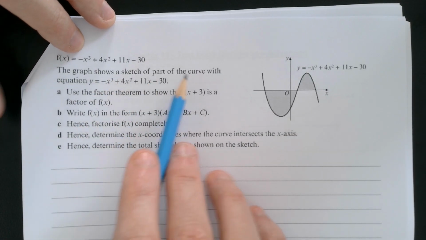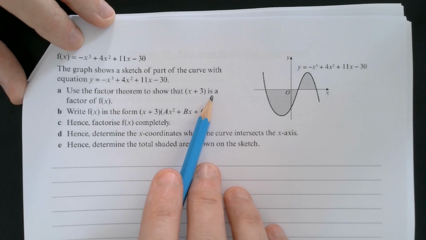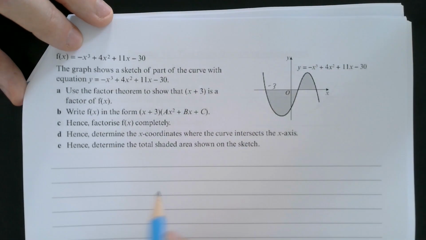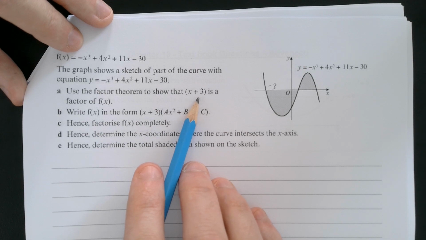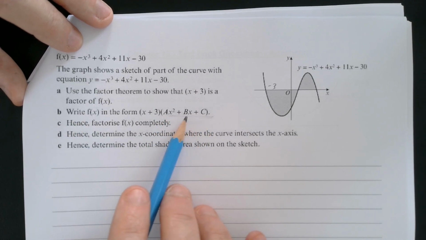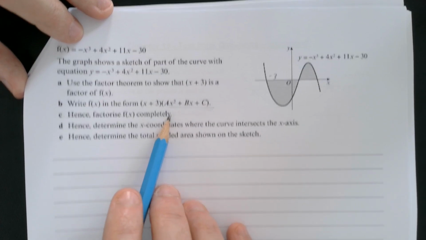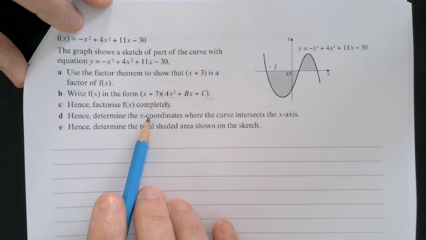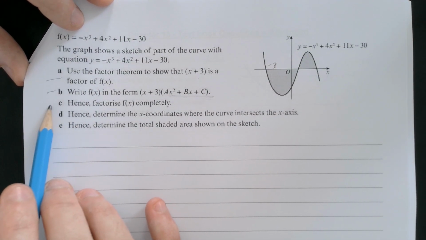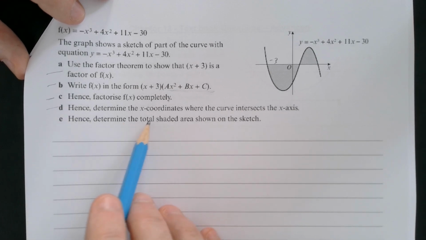The graph shows a sketch of part of the curve with this equation. Use the factor theorem to show x plus 3 is a factor, so x is -3. It's going to be one of the roots. And then you'll get the quadratic either by inspection or by polynomial division. Factorize that in part C, and then determine the x-coordinates of where it intersects. All of that is chapter 7, chapter 7 again maybe, x-coordinates chapter 4, hence determine the total shaded area.